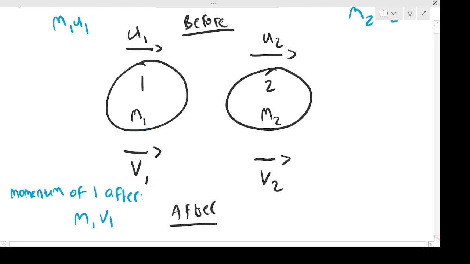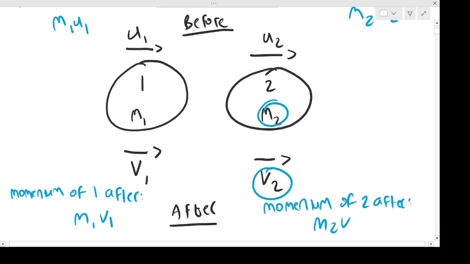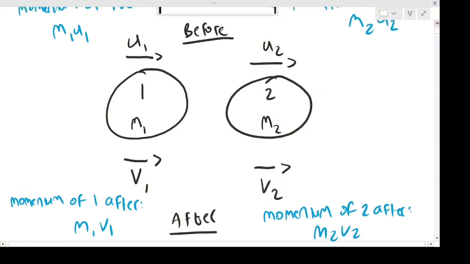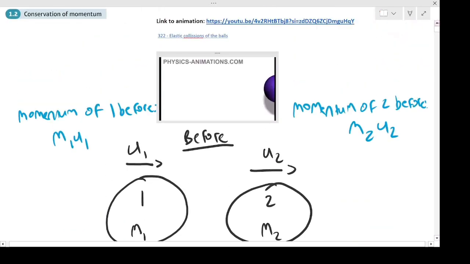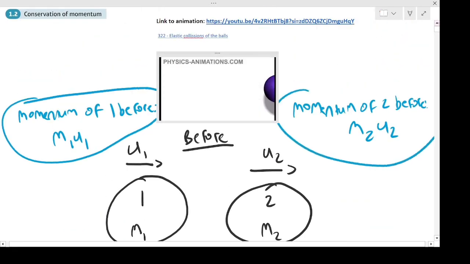Then lastly, I want to look at the momentum of the second one after. Again, it's mass times velocity, so m2v2. Hopefully happy with all these individual momentums for each different velocity. So, what we've looked at here then, these two are the momentums before the collision.